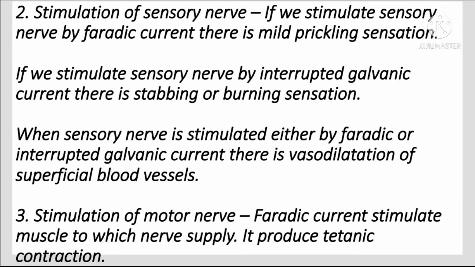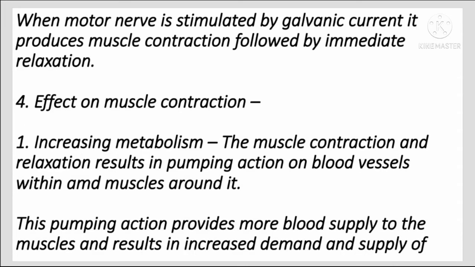Stimulation of sensory nerve. If we stimulate sensory nerve by Faradic current, there is mild prickling sensation. If we stimulate sensory nerve by interrupted galvanic current, there is stabbing or burning sensation. When sensory nerve is stimulated either by Faradic or galvanic interrupted current, there is vasodilatation of superficial blood vessels. Stimulation of motor nerve. Faradic current stimulates the muscle to which the nerve supplies. It produces tetanic contraction. When motor nerve is stimulated by galvanic current, it produces muscle contraction followed by immediate relaxation.